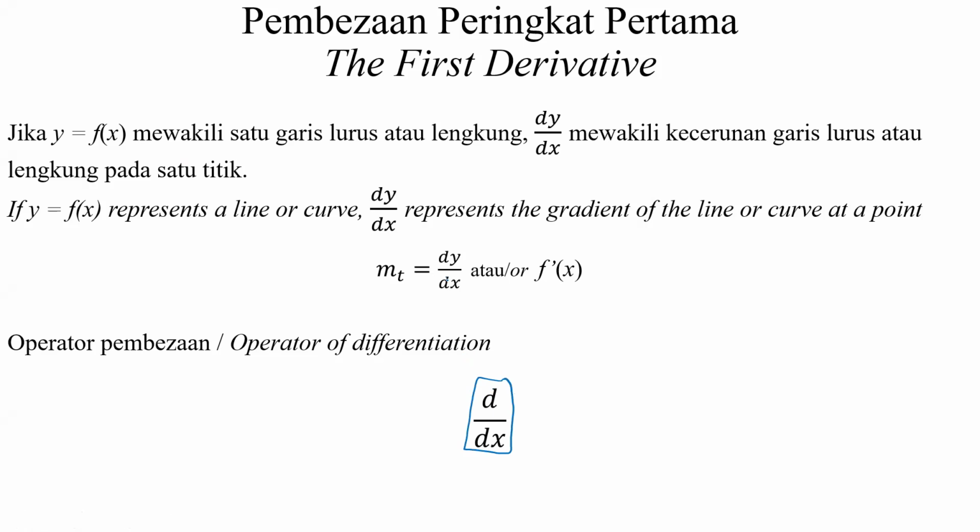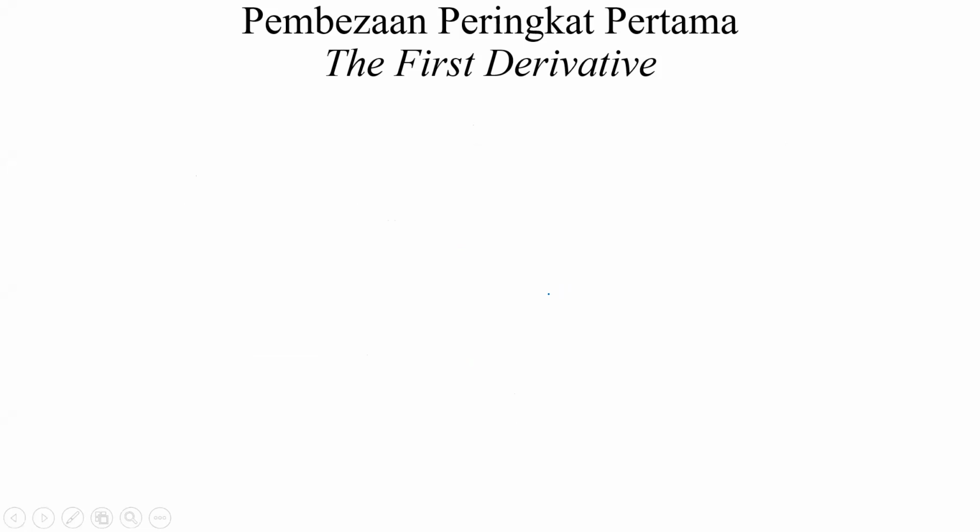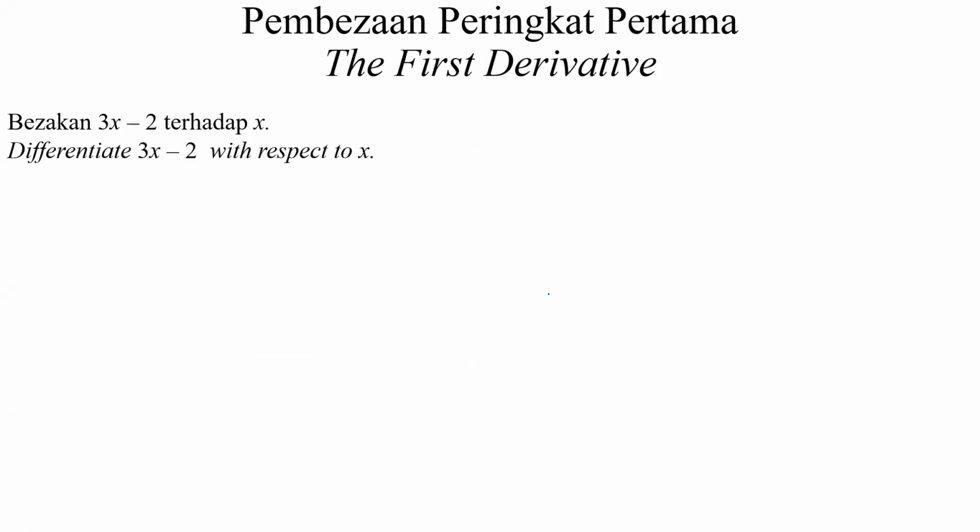Okay, and mt is the gradient of tangent. We can write dy by dx or f prime x. Now, for example, when you look at the question, differentiate 3x minus 2 with respect to x. How should we write in terms of symbol? As I said, we don't like words, right? How do we represent this in terms of symbol? It will be like this.